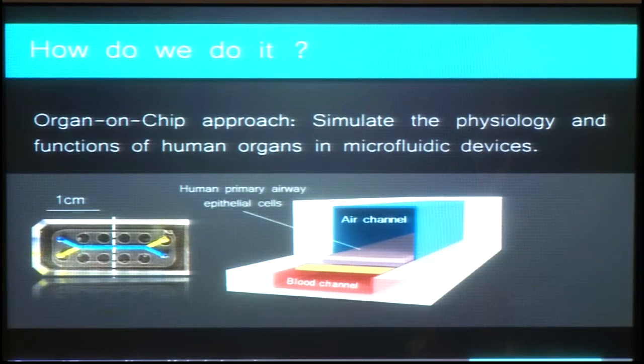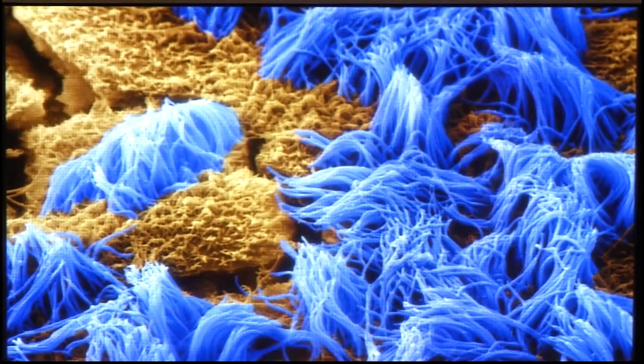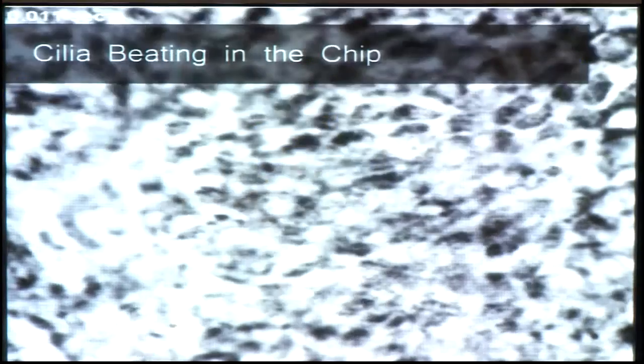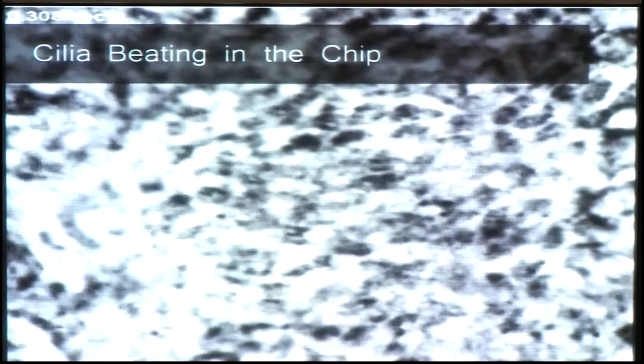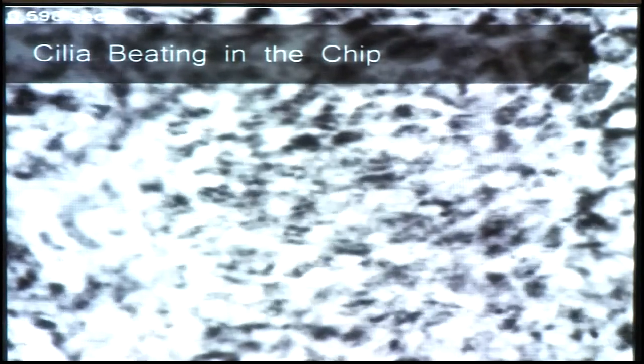And then we seeded human primary airway epithelial cells on the porous membrane, and underneath, same human primary endothelial cells. And when we did that and cultured the cells at the air-liquid interface for 3 weeks, we recapitulated a cilia formation, the same cilia as present on the airway epithelium of your lungs. These cilia in the chip were beating the same way they do in vivo.